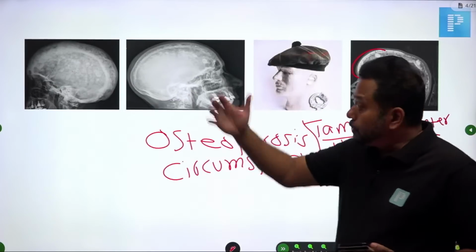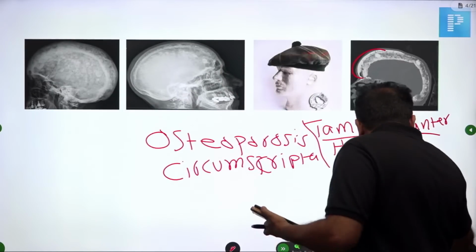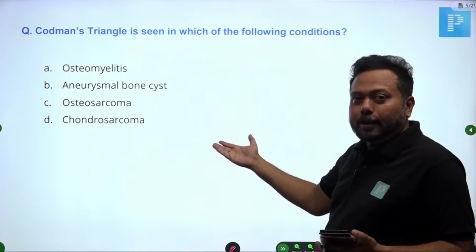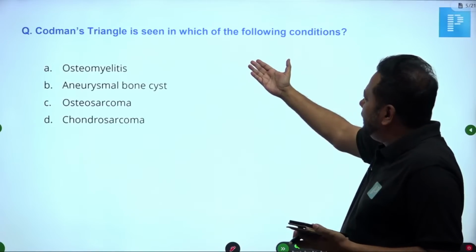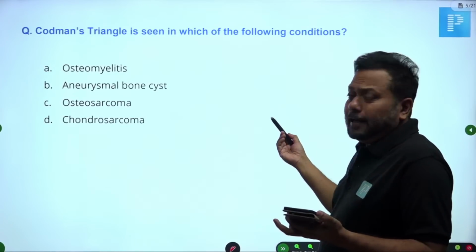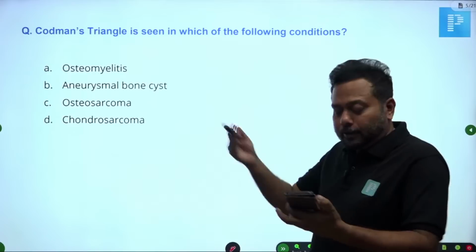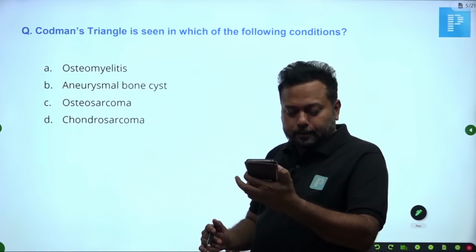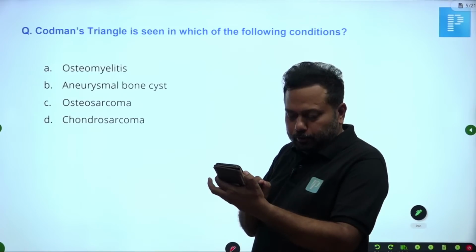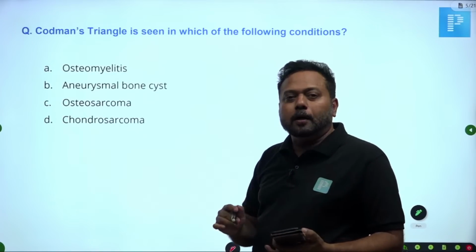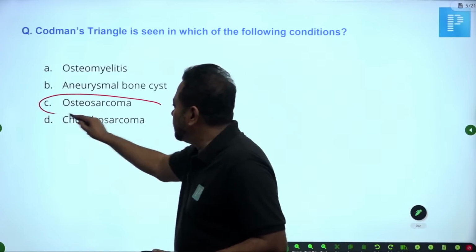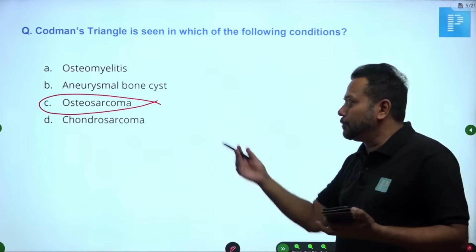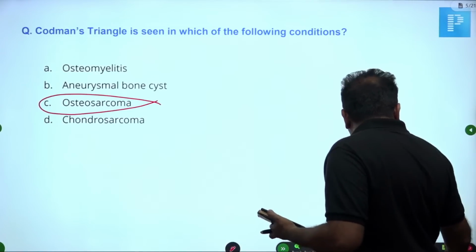I hope most of you would have answered this well. Excellent. Codman's triangle, a very straightforward question. It is there in our YouTube session. Codman's triangle is seen in which of the following conditions? Classically, Codman's triangle is a word reserved for. What's the answer? Yes, Mukul, Diman, Akash, Kotkar, you had given the right answer. Osteogenic sarcoma, yes Amit Kumar. So choice C, it is osteogenic sarcoma.